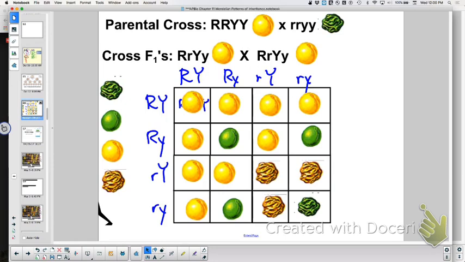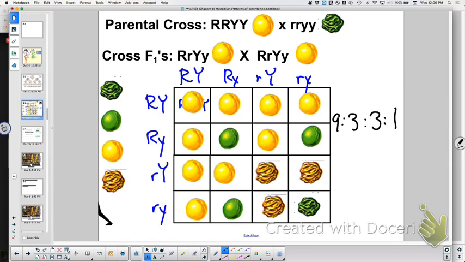9. Do you agree with that? Okay. So we have 9 of the most dominant. What's the next thing you could do then? Round and green. How many do you have that are round and green? 3. Okay. What's the next one? How many do you have that are wrinkled and yellow? 3. And how many do you have that are wrinkled and green?